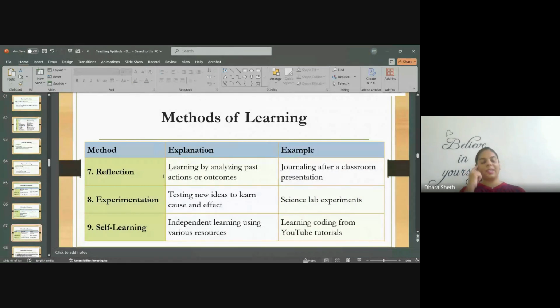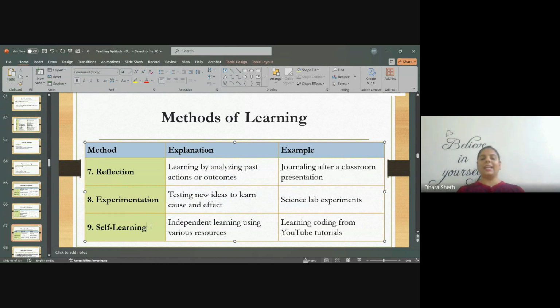Reflection. You sit and think over something that you have done, something that has happened. Analyzing past actions or outcomes. Like a classroom presentation is complete and then you journal something about it. So that is reflection. Experimentation. Testing new ideas to learn cause and effect. So trial and error is when you do something, you correct. Experimentation is when you are trying out a completely new idea, which at least in your knowledge, no one has tried before. Science lab experiments.